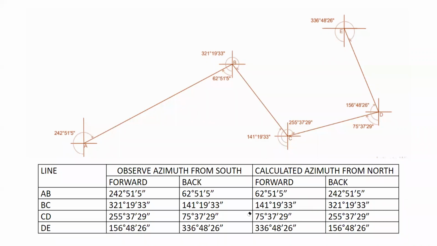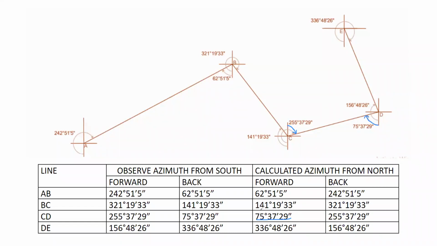Next, we have the line CD. So, line CD naman tayo. Sa line CD, as you can see here, makikita nyo na ito ang hinahanap natin na azimuth from the north. So, what is that angle? That angle is just equal to this angle, right? Equal lang yan sa angle na to. So, ibig sabihin, yung forward bearing natin will be equal to the back azimuth from the south. So, we have 75 degree, 37 minutes, 29 seconds.